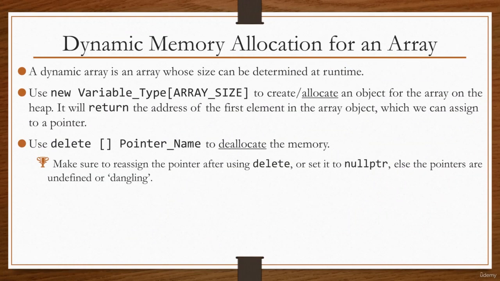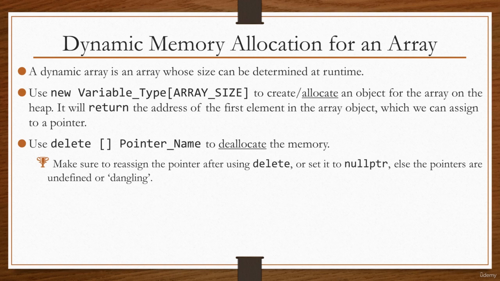In the previous lecture, we saw that we can dynamically allocate memory in the heap for objects. So of course, we can also dynamically allocate memory for arrays. A dynamic array is an array whose size can be determined at runtime. Now, sometimes we don't know at compile time how big that array should be.